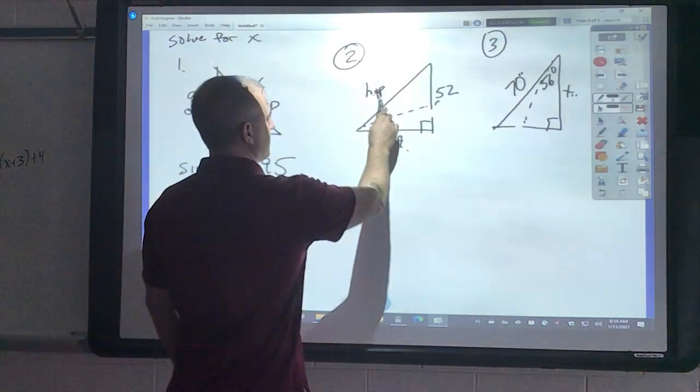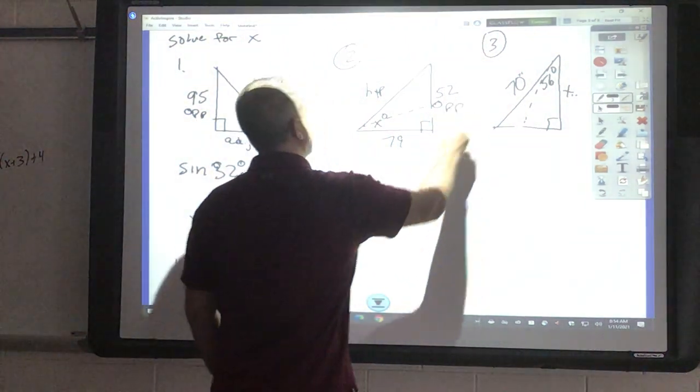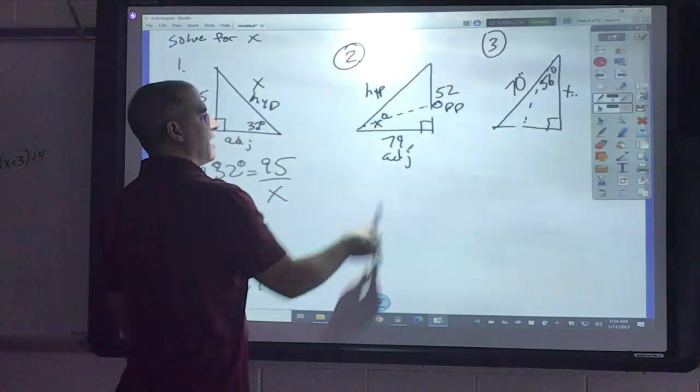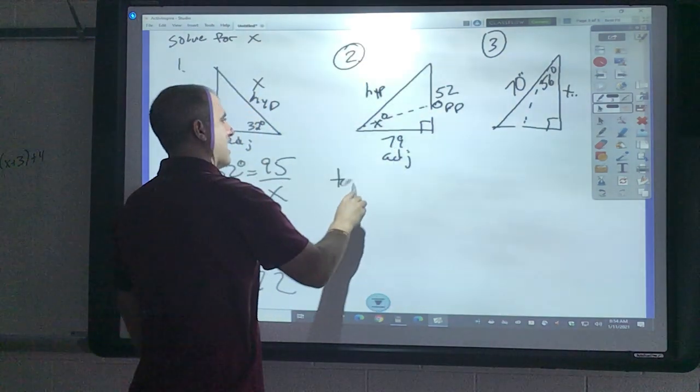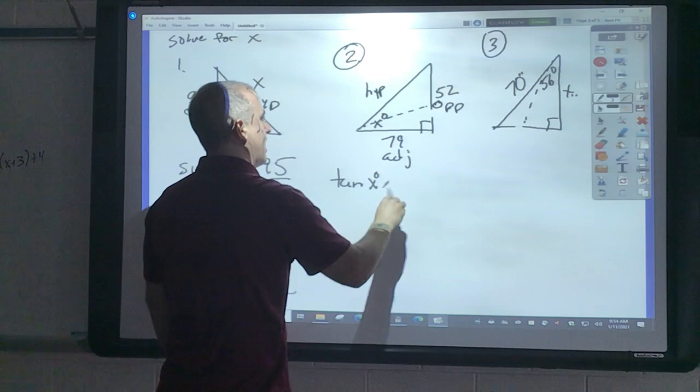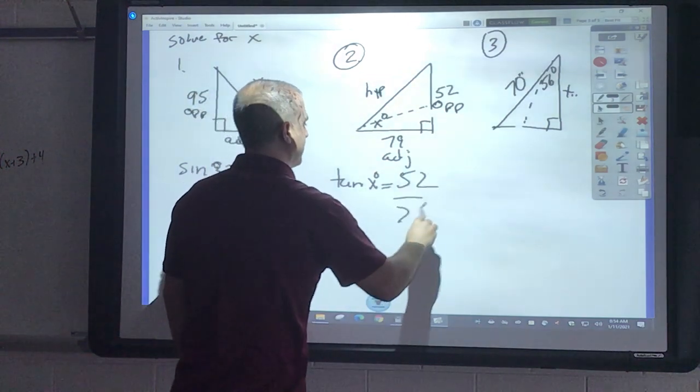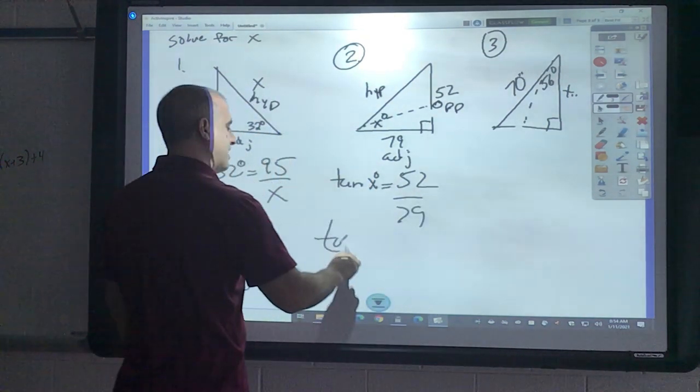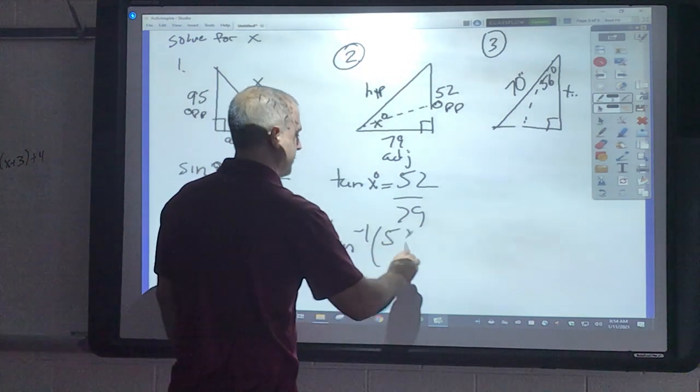This one, this is my hypotenuse, this would be my opposite, this would be my adjacent. So in this case, I got opposite and adjacent, which would be tan. Tan, my angle is x, opposite is 52, adjacent 79. How do I solve that? I do inverse tangent, 52 over 79.